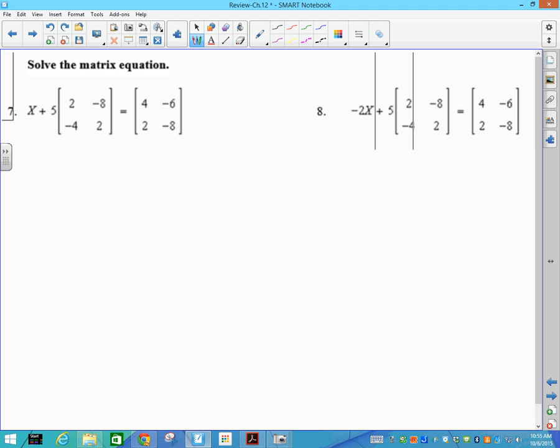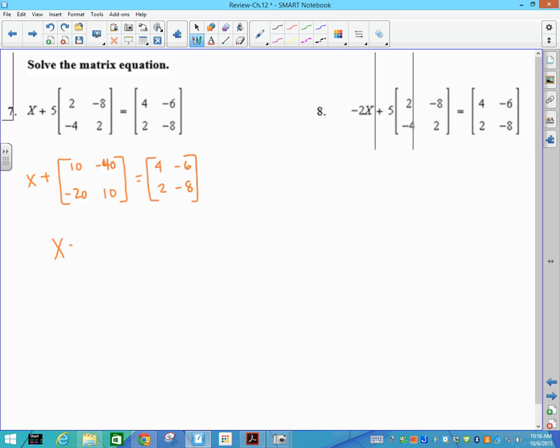Alright, so this first one, x plus 5 times a matrix equals another matrix. So I'm going to distribute that scalar. So we have 5 times 2, 5 times 8, negative 8, 5 times negative 4, and 5 times 2. So x plus this matrix equals this, because I didn't do anything over here. And so how am I going to solve that? That's like x plus a number equals another number. So hopefully you realize to get this to the other side, I'm going to have to do the opposite of that. So I'm going to subtract.